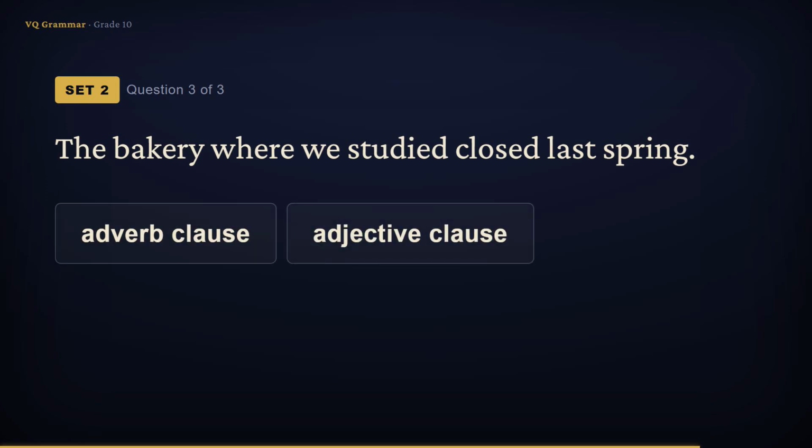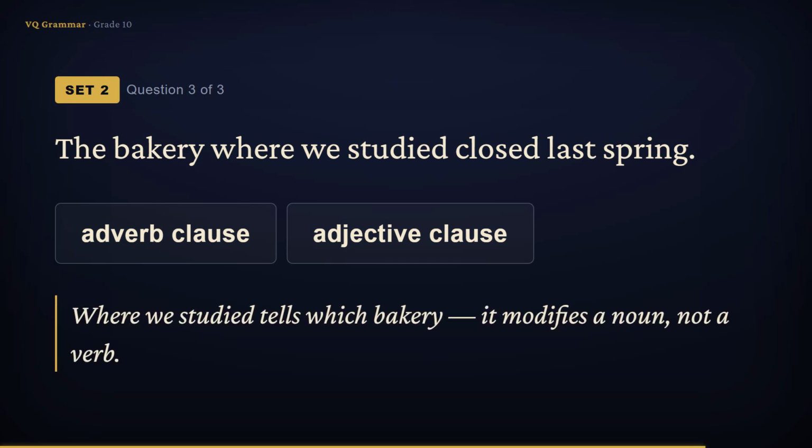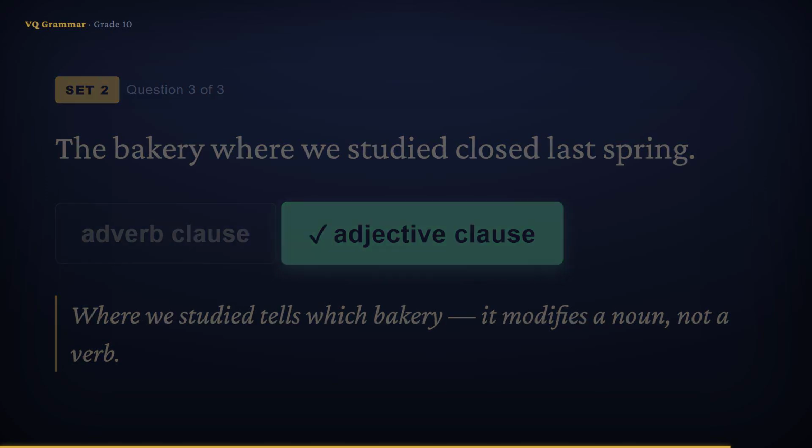The bakery where we studied closed last spring. Careful here. Where is on our subordinating conjunction list, but look at the job it is actually doing. Where we studied tells you which bakery, not why or when anything happened. It hangs on the noun bakery, so this one is an adjective clause.